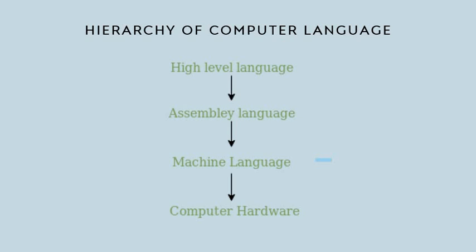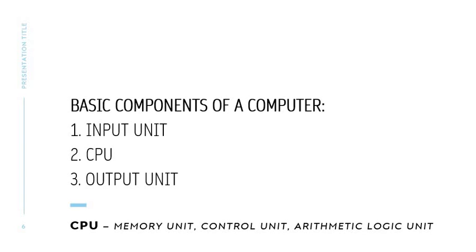Okay, next one is assembly language. Assembly language is a middle level language, which acts between high level and machine level language. So assembly language will also be acting as a machine language, which the machine will understand, and the commands, instructions and controls will be given to the computer hardware. So this is the hierarchy of computer language.